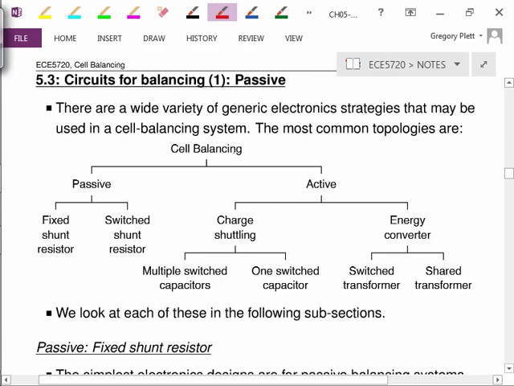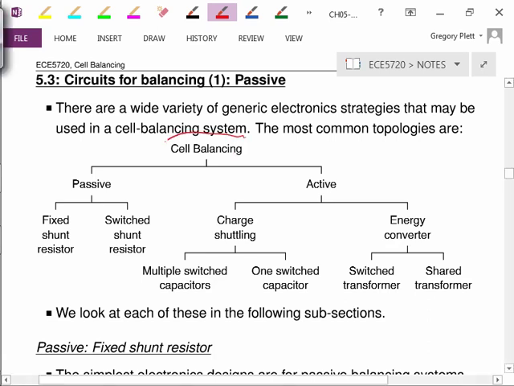Over the next couple of sections, we look at some circuit concepts that can be used when you're building or designing a balancer. And in this section, we look particularly at passive balancing circuits. I've used the term passive and active balancers before, and now we're going to begin to explore what that means in terms of a topology or an electronic strategy.